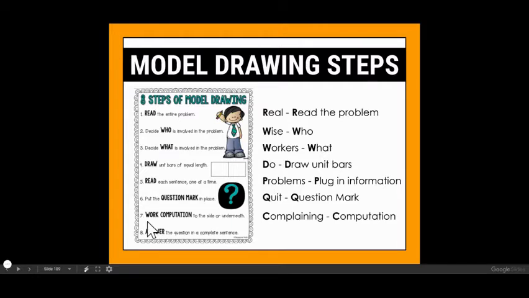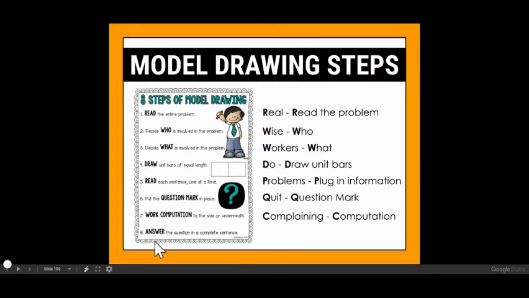Next is our C for complaining. Work the computation to the side or underneath. Real Wise Workers Do Problems, Quit Complaining. The C stands for computation, and that's just your number sentence. It's the problem that you're going to solve. For example, when we were drawing our picture or doing our number bond, we also had our number sentence. That's what our computation is.